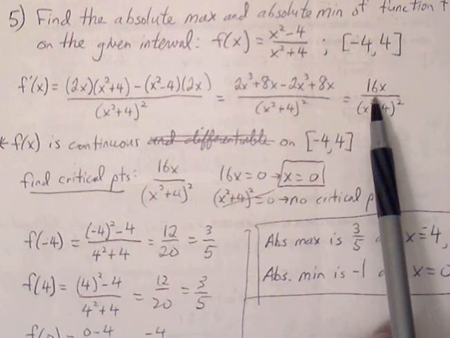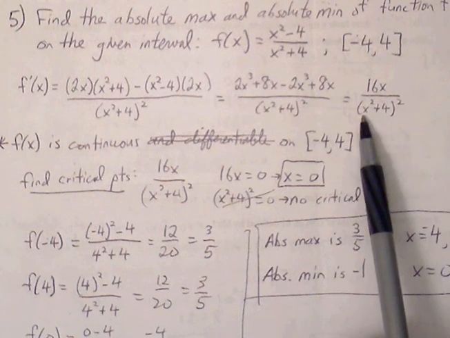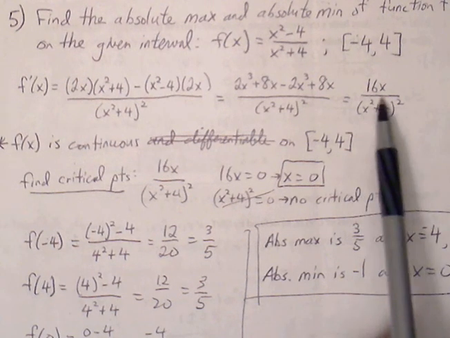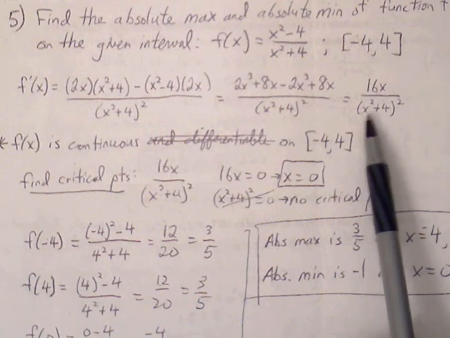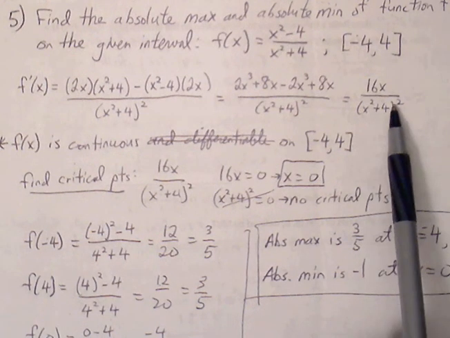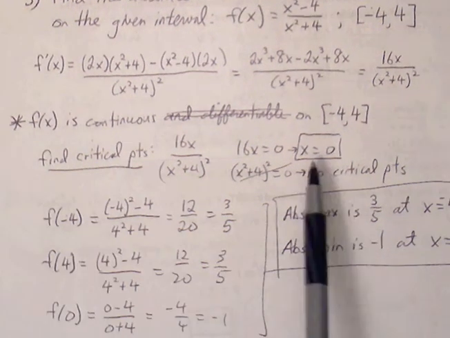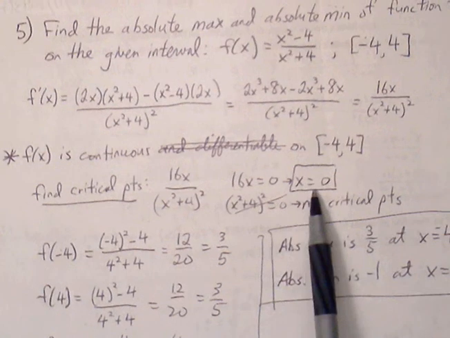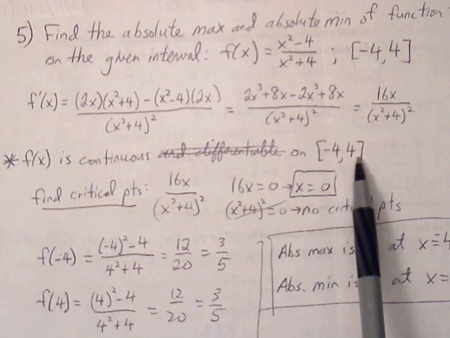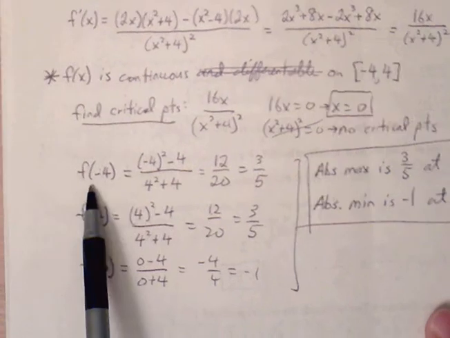The critical point from the numerator will just be 0: 16x equals 0, so x equals 0. In the denominator, we're never going to be able to set this equal to 0. Solving for x would produce an imaginary number, so we know that no critical point will come from the denominator. So we have one critical point from f prime, and we have two endpoints, so we have to test all three back into the original function and just compare the y values.